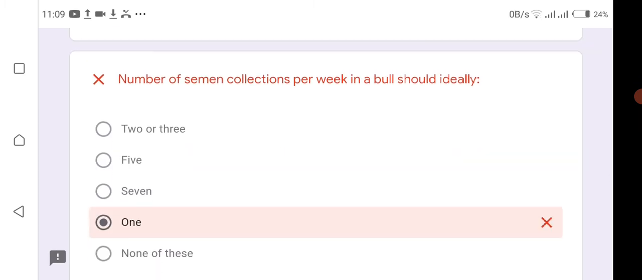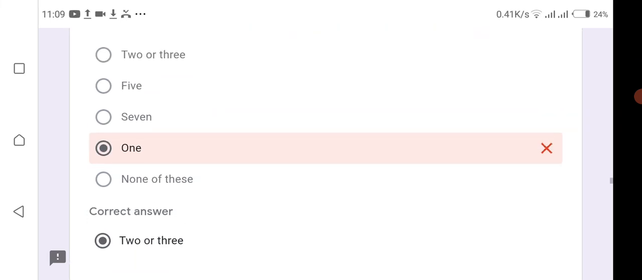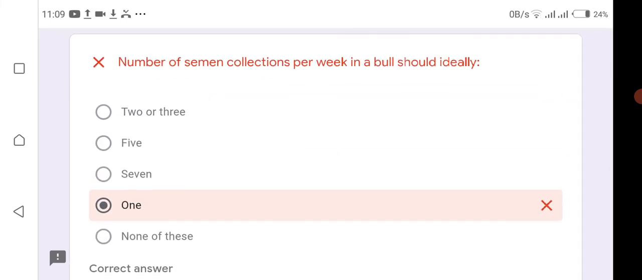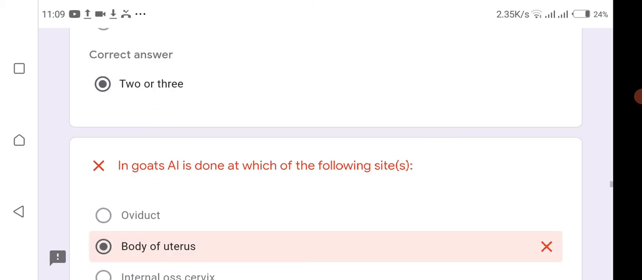The number of semen collections per week in a bull should ideally be 2 to 3. We can take 2 to 3 ejaculates from a bull per week.